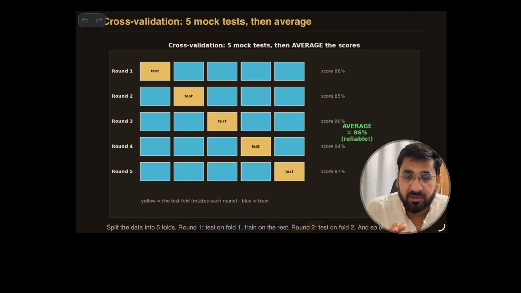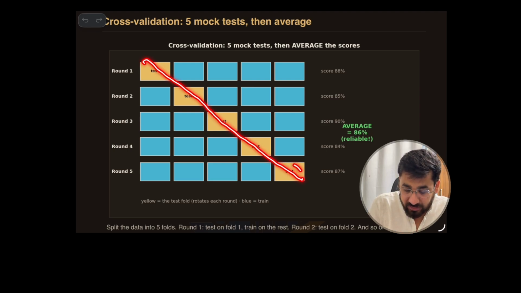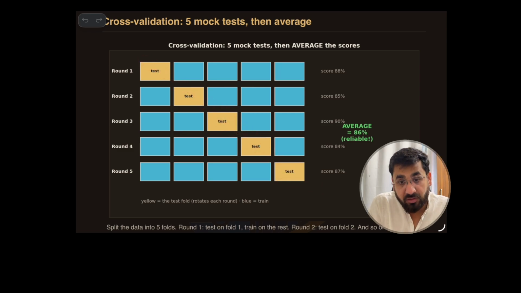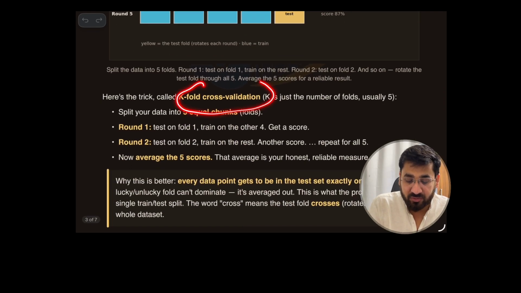Which one is more reliable, the first one or this one? Of course this one. You can see how we train and test our model on all varieties of data. So there is no concept of someone being lucky or unlucky, someone being hard, someone being simple. You got the point? This is the strategy and we call it k-fold cross validation, where k is the number, here 5-fold cross validation. You can see I have written down all these things.